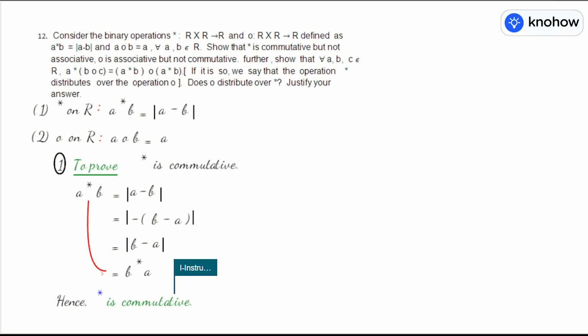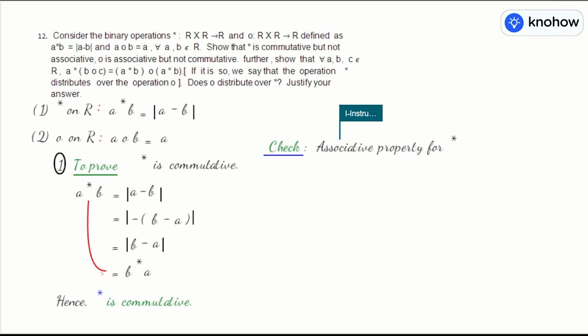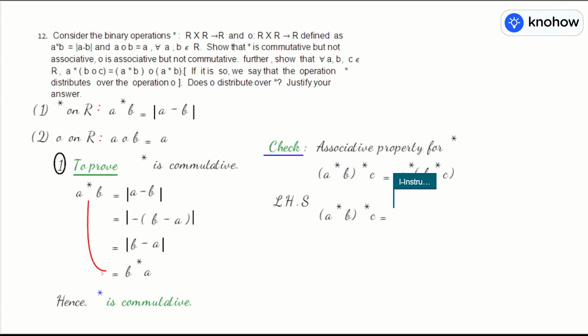And now let me check the associative property for this binary operation star. That means I have to check whether (A star B) star C is equal to A star (B star C) or not. So take left hand side, (A star B) star C. Now what is A star B? Modulus of A minus B, star C will be what? Modulus of modulus A minus B, minus C. This is your left hand side.